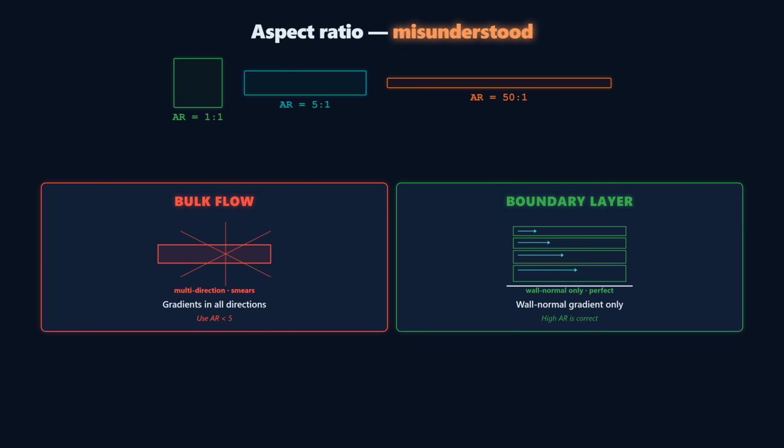In boundary layers, gradients are steep normal to the wall and gradual along it. A prism cell with an aspect ratio of 50 to 1 is not a defect. It is exactly what the physics demands. Think of it like pixels on a screen. Square pixels are ideal for capturing detail in all directions. But if your image only has horizontal stripes, tall rectangular pixels capture it perfectly, and you need far fewer of them.